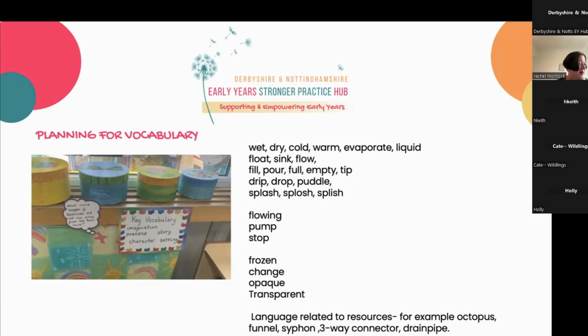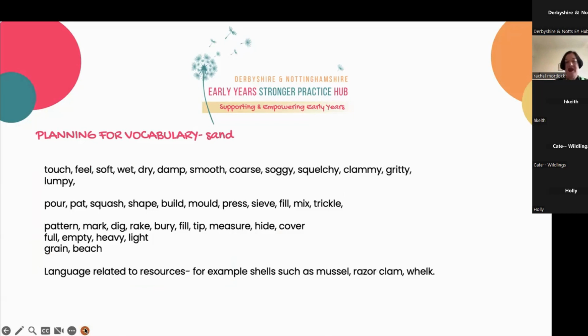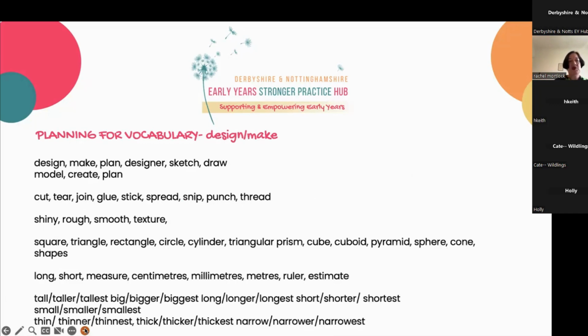Some of them might, but they won't all necessarily as part of this. So some examples of the language that we might want to use if we're thinking about water. These are some examples of the language of sand. And in sand, a shell isn't a shell. It's a mussel or a razor clam or a whelk. Using that specific technical tier 3 vocabulary is very specific to this, but also using some of this more general language about mark and bury and fill and tip and measure, and thinking about the language of sand when we're using it and encouraging children to use that language and that vocabulary when they're talking about it.